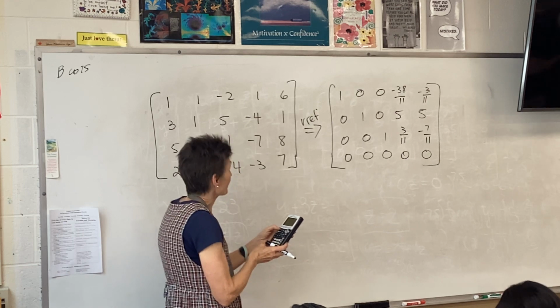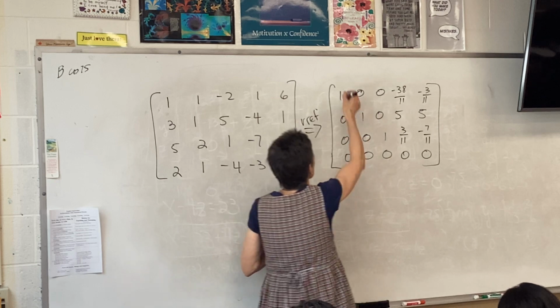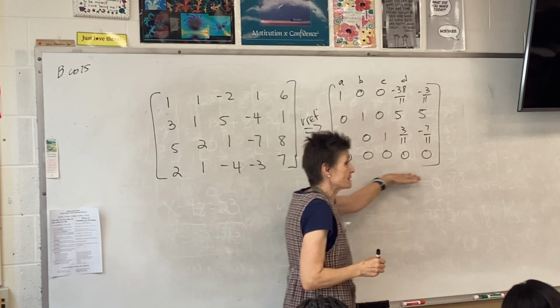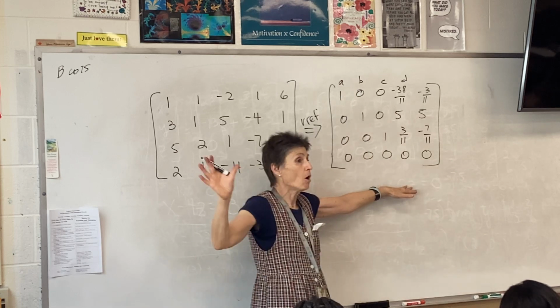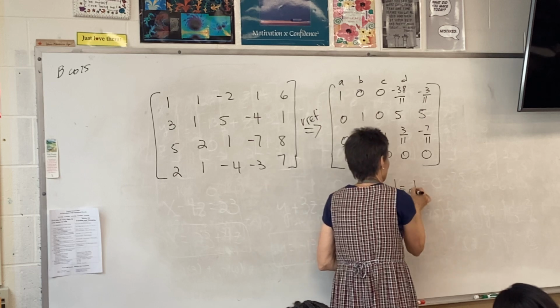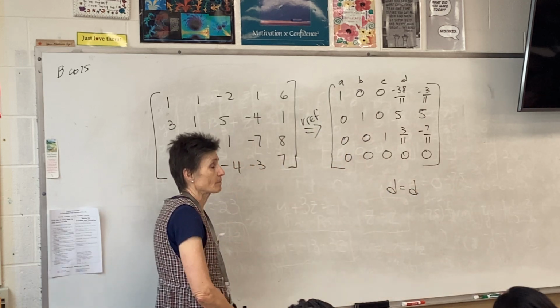All right. These were what letters? A, B, C, D? Yeah. Okay, so start at the bottom. What does that bottom tell you since it's all zeros? D equals D. D can be anything.